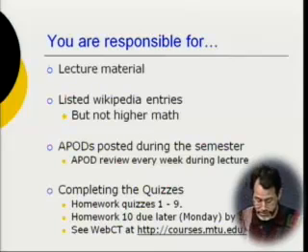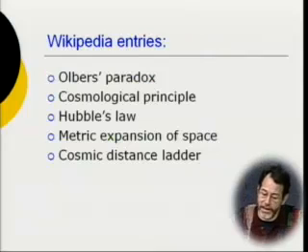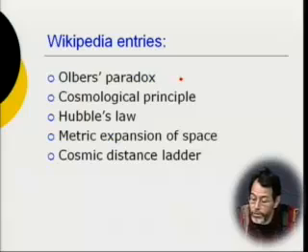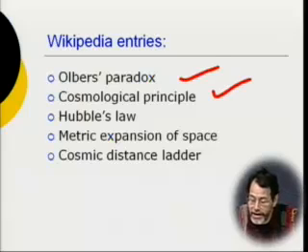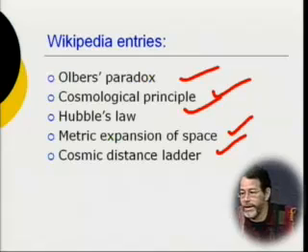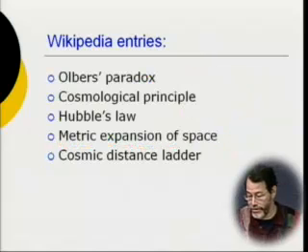Okay, so let's get the big ball rolling. Here are the Wikipedia entries that will be covered today: Olbers' paradox, the cosmological principle, Hubble's law, the metric expansion of space, and the cosmic distance ladder will all be covered as topics. You can go to Wikipedia and read up on them, except when it gets, particularly with this one, into math. So don't worry about the math. I'm interested in ideas, and particularly the ideas that I cover in class.